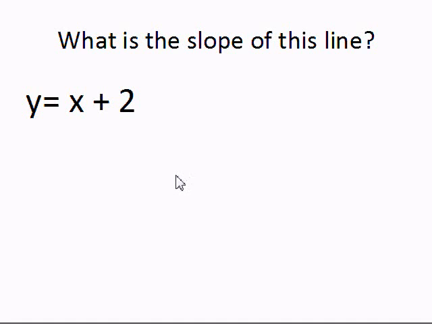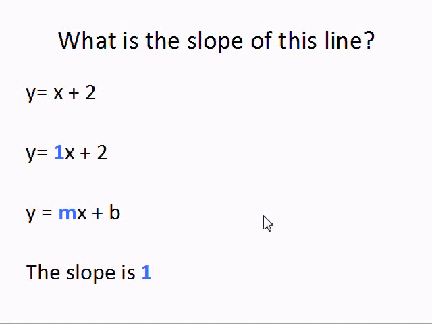Switching that up a little bit, what is the slope of this line? Y is equal to x plus 2. Again, there is no coefficient of x listed, no number in front of x, so that number is understood to be 1. So for this problem, the slope is 1.